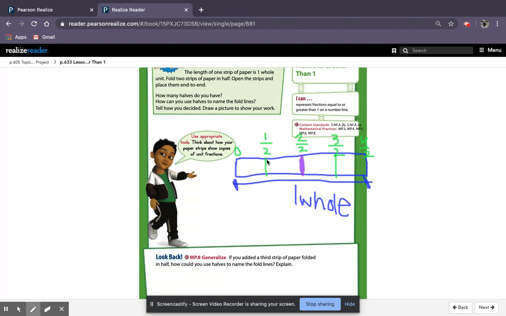And then I folded them in lines again, which were here and here. And then I just kept this bottom number the same. But if you look at the top number, the numerator, just pay attention to that as well, because 1 piece, 2 pieces, 3 pieces, 4 pieces. So there's 4 pieces all together, and we kept the number the same at the bottom. We kept the denominator the same.